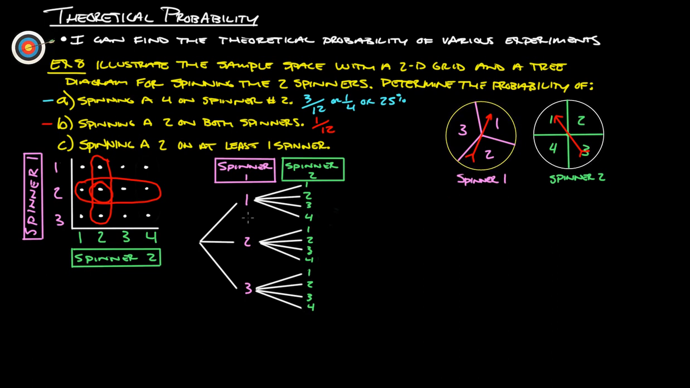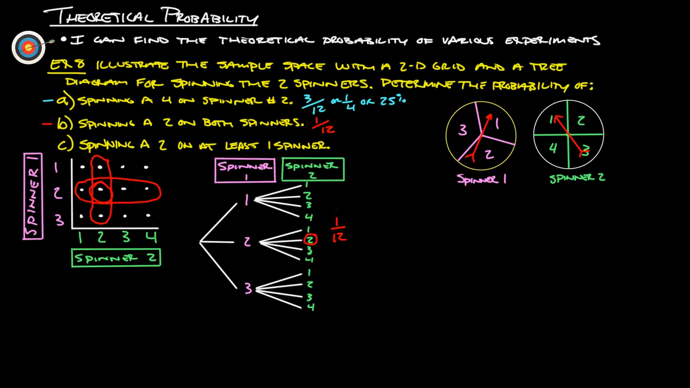Okay, if we were to do that on this one here on the tree diagram, that would be spinning a 2 on the first one and spinning a 2 on the second one. That would be this here. And that is also only 1 of the 12 possible outcomes. Okay, so that's how you could calculate spinning a 2 on both spinners with a 2D grid and a tree diagram.